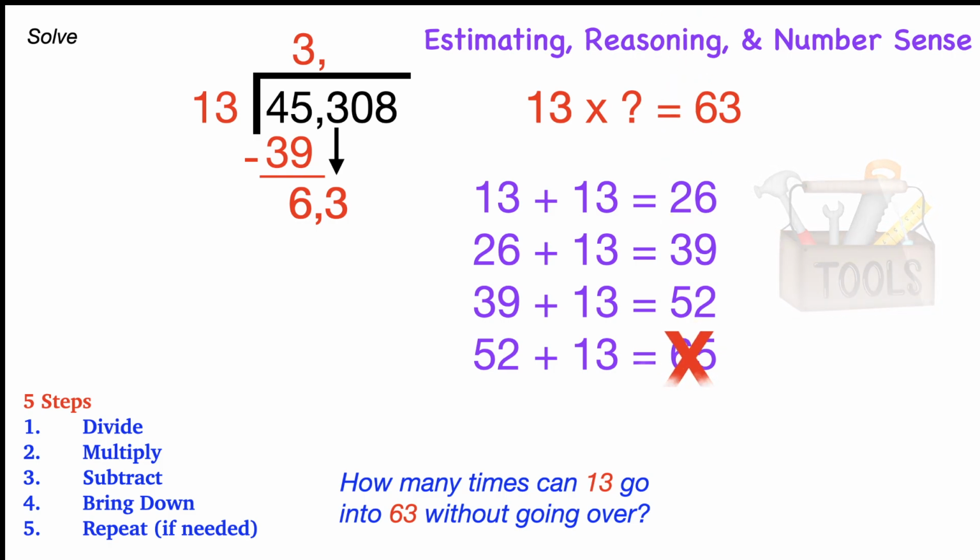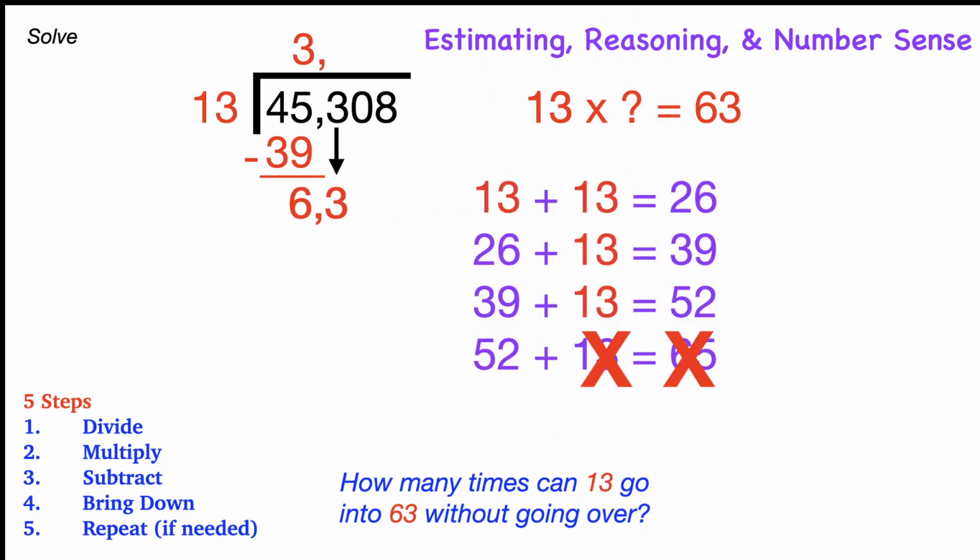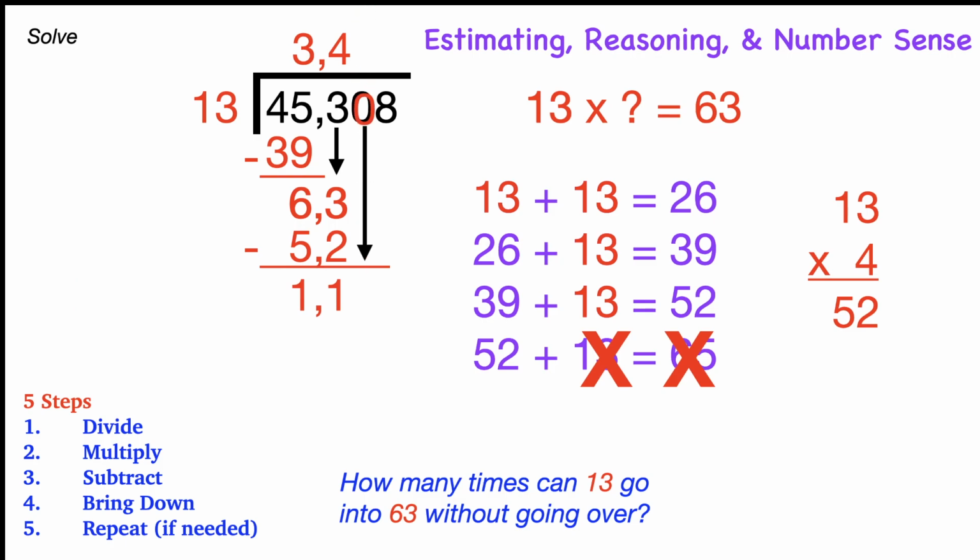65 is too much, which means that we used one group of 13 too many, but this was useful because we did find that we could use 4 groups of 13. The 4 goes on top, and now we're ready to multiply. 13 times 4 is equal to 52. The 52 goes underneath. We subtract and get 11. As long as that's not over 13, that's great. And now we're ready to bring down the 0. We bring that down, and now we have 110. We'll call that 110 just for communication purposes.